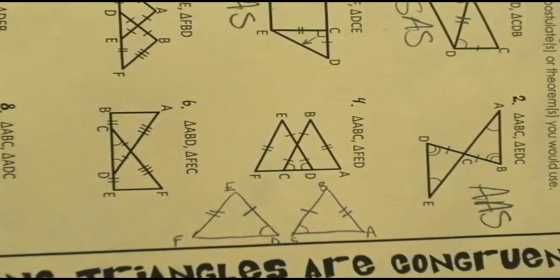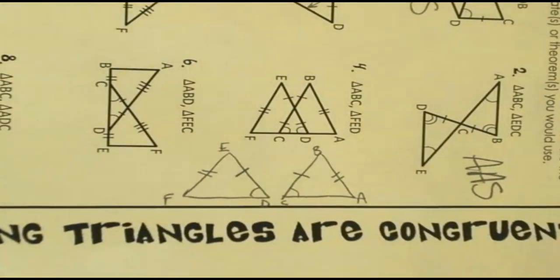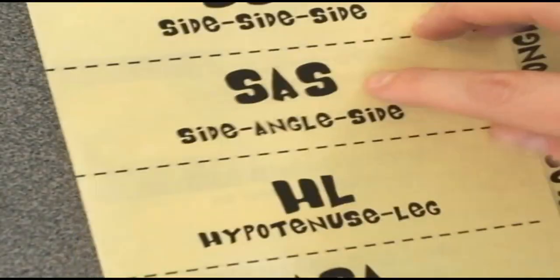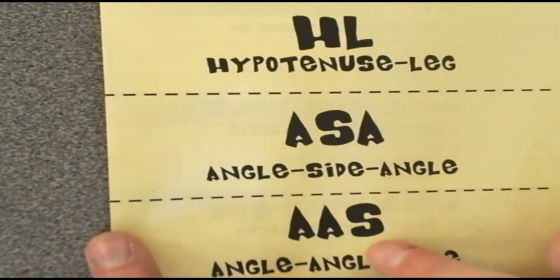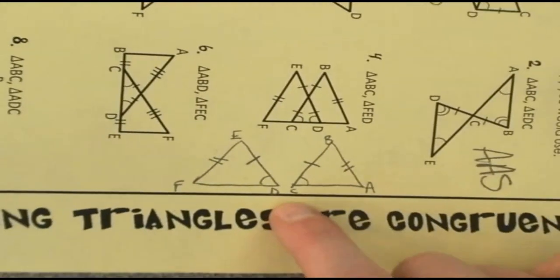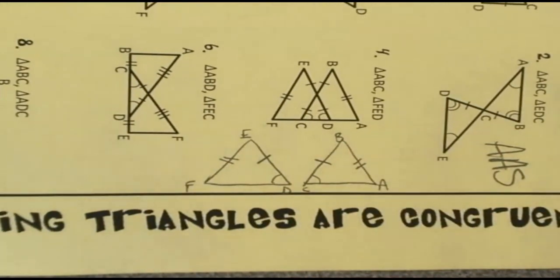All right. So we look at this and we're like, okay, I've got an angle and I've got 2 sides. So what are my choices? This is kind of like the thought process you go through: which one has two sides and one angle? Only one of them does. It's side, angle, side.